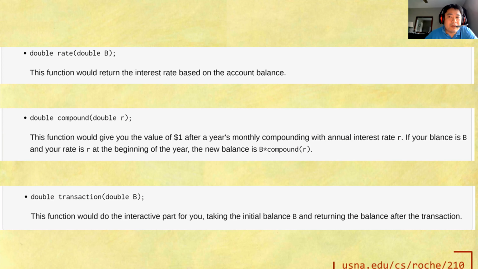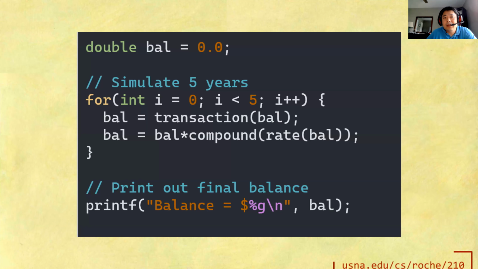So the main function becomes super easy now, right? Initially the balance is 0, and then because you are simulating 5 years, you have to use a for loop 5 times. What do you do? First, in the beginning of the year, you do a transaction, withdrawal or deposit. And then now the balance is changed. And then what? Based on the balance, you compute the rate. Remember, you can actually use a function inside a function. If that's the case, the rate is computed first, right?